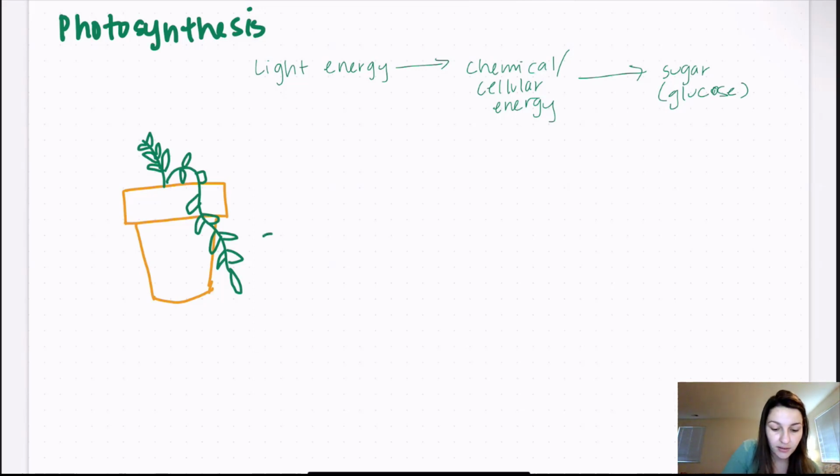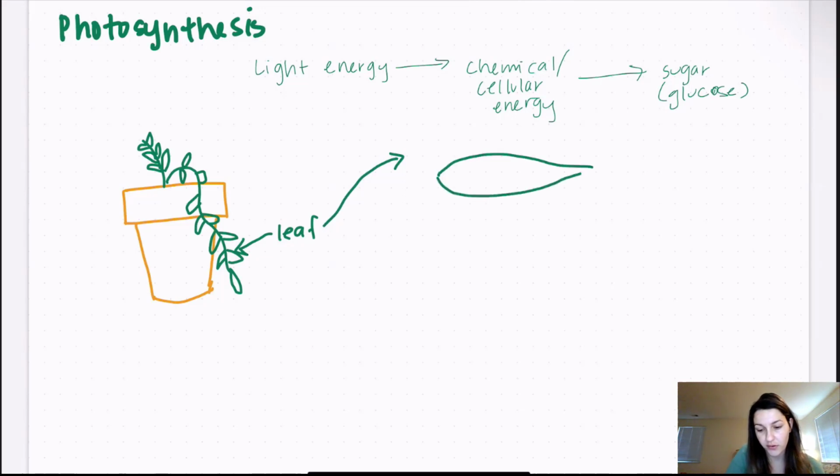So if we zoom in on a leaf, any leaf, this is what it would look like zoomed in. This is a prettier version of the leaf that I initially drew. If you've looked closely at a leaf, it kind of looks like this, with these little lines that we just drew. These little lines are called veins.